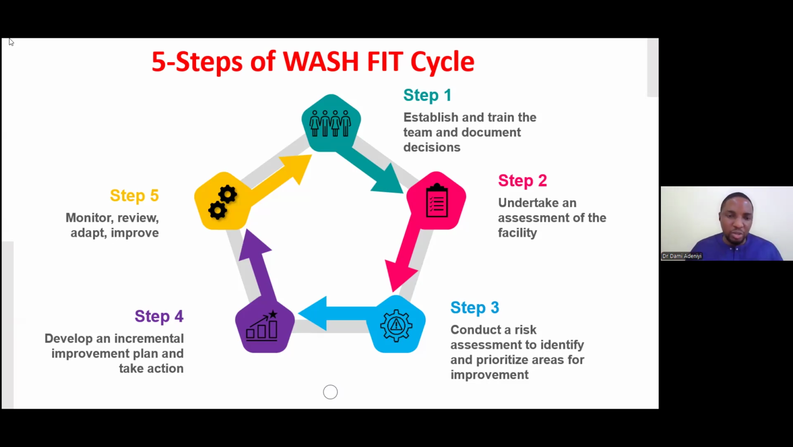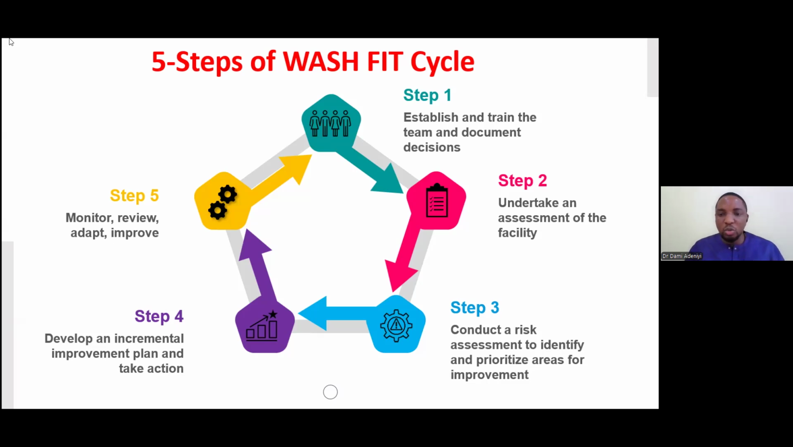For example, questions around, does your facility have an improved water source? And an improved water source is clearly defined. And so you respond yes or no, and then that would inform some of the potential problems that you may need to address depending on what your response is. Step 3 is to now do a risk assessment of the gaps you have identified, the areas where there is a need for improvement.